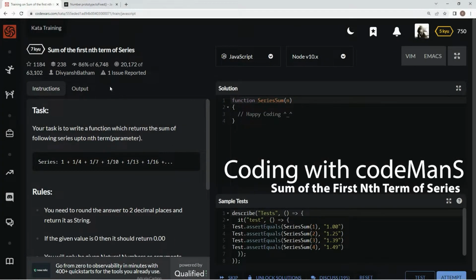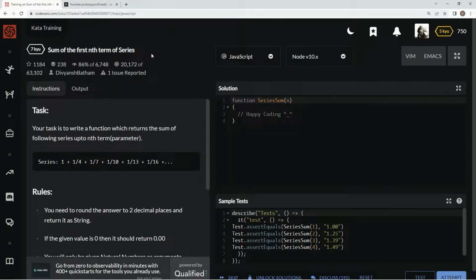All right. Now we're doing 7q, sum of the first nth term of a series. This is by Divyansh Betham, and 86% of the people like it. Our task is to write a function which returns the sum of the following series up to nth term. Like this. This plus all these, all right?